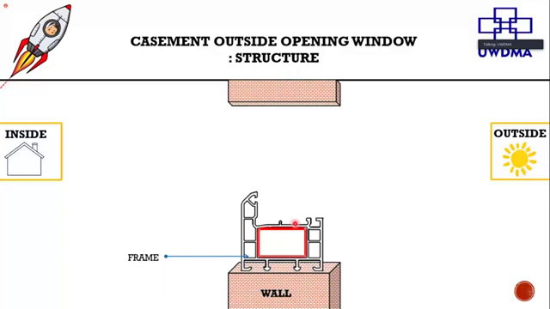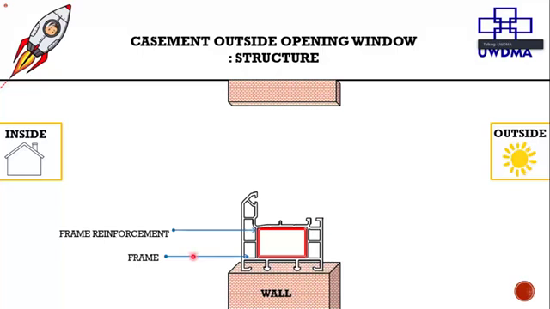Because this is an outside opening window, the sash will open outside. So when the sash opens outside, the smaller side will come wherever the sash is going to open. This is an outside opening window, the sash will be opening here. So we will place the frame like that so that this smaller side comes where the sash is going to open.